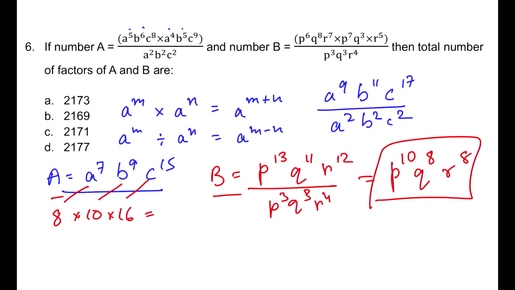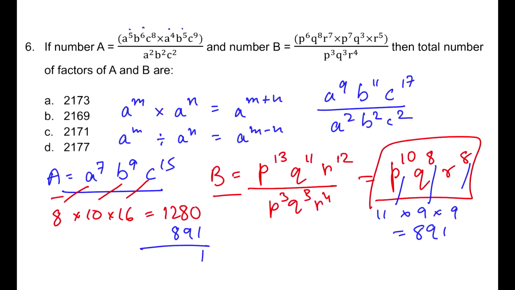If I multiply these numbers I get the value as 1280. And if I take the powers of this number, then this I will take 11, this I will take 9, and this I will take 9, and if I find out the product, it is 891. Now you are just going to add up 891 to this, and you will be getting the answer as 2171. You can check your calculations yourself, okay, and you will get the answer. 2171 is the correct answer for our question, option C.